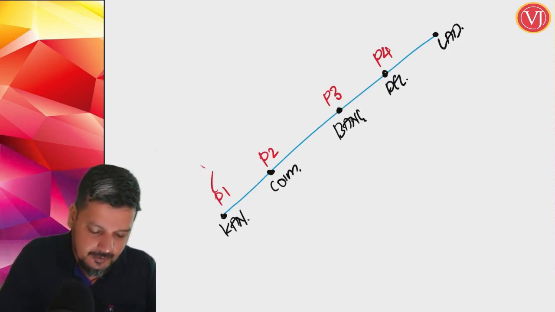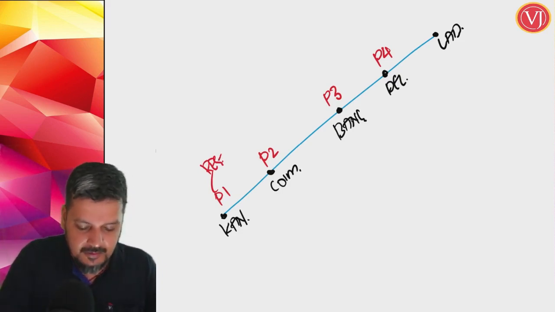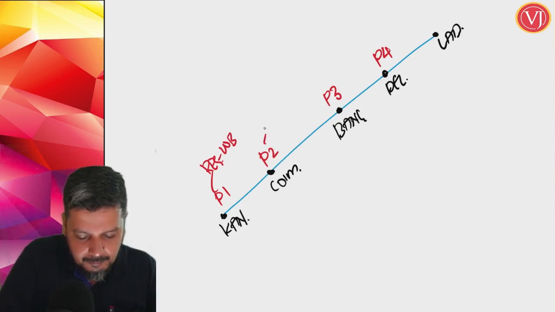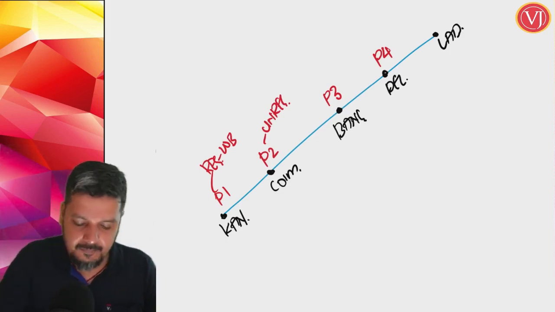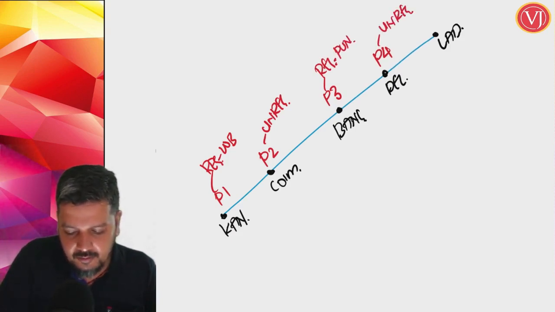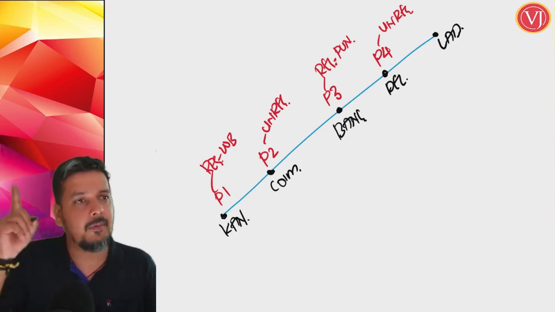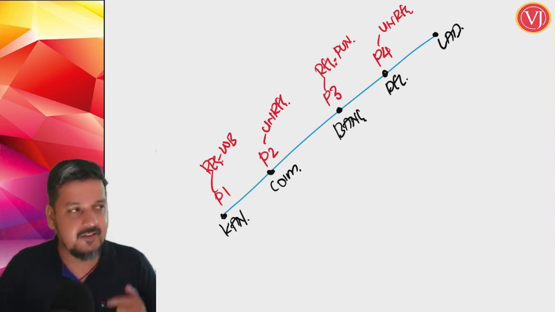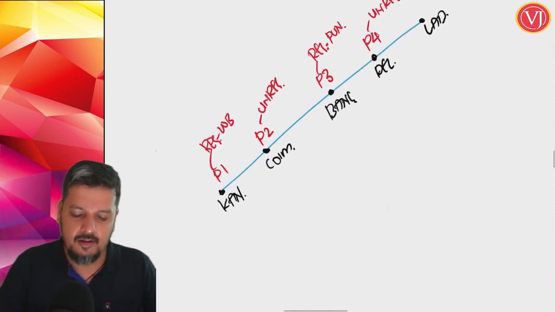Passenger 1 is registered, supposing in West Bengal. Passenger 2 is unregistered. Passenger 3 is registered in Punjab. Passenger 4 is unregistered. Just because passenger 1 is entering at Kanyakumari does not mean he should be registered in Tamil Nadu. He may be registered in West Bengal. Just because passenger 3 has entered in Bangalore does not mean that he should be in Karnataka. He may be in Punjab. Now, all the 4 passengers have service.